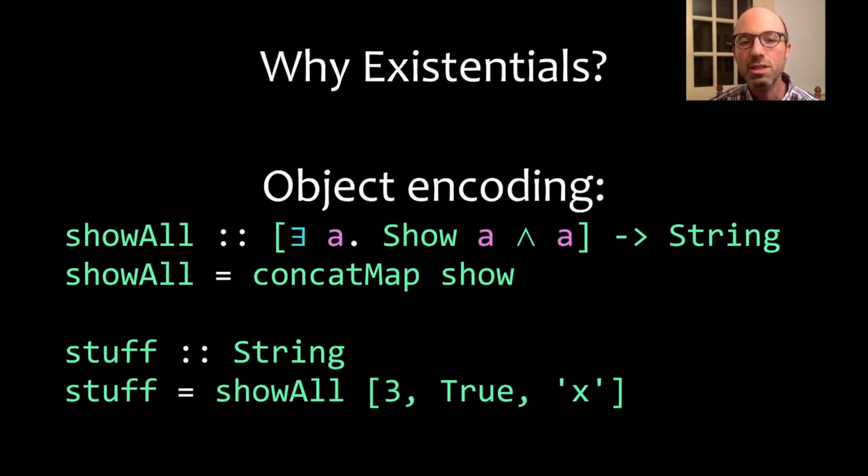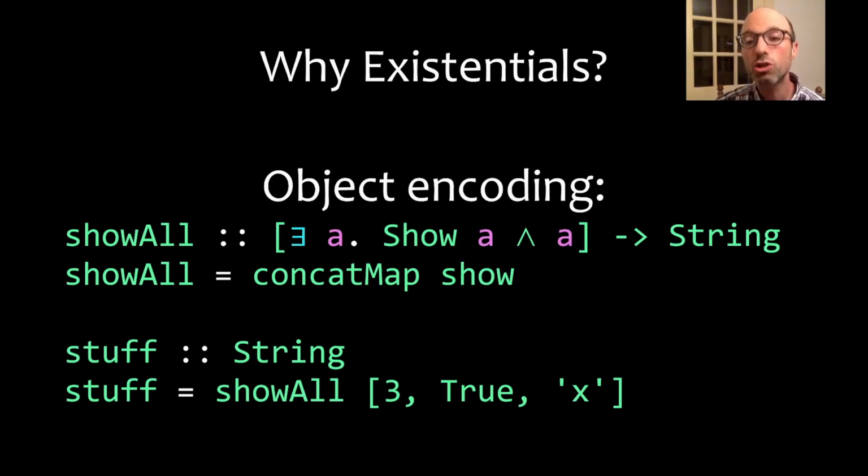So this first example, I call it an object encoding. It's a way of mocking up object-oriented types in a strongly typed functional programming language like Haskell. The idea here is that we can have a show-all function that takes a list of this existential type. So here, each element in the list has some type A. Each A can be different, but each one has to have a Show A instance. In other words, each one can be rendered out to a string. Then the body of show-all can show each element individually and concatenate all the results together.